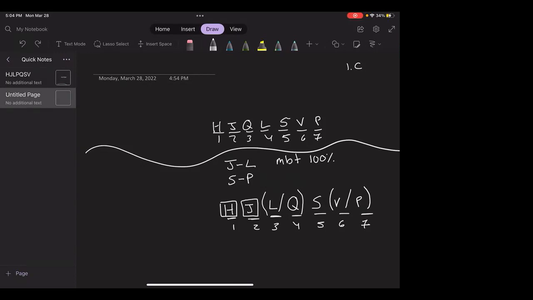Mhm. So let's take a look then at what our answer choices are. And let's remember, we're looking for something that must be 100% true. Okay. If I have an answer choice that deals with V, P, L, or Q in these spots, it's not 100% true, right? Because L doesn't have to go in 3. L can go in 4. P can go in 6, doesn't have to go in 7.